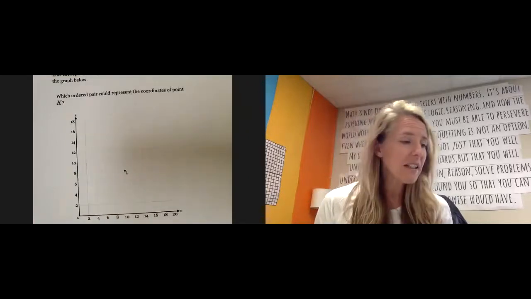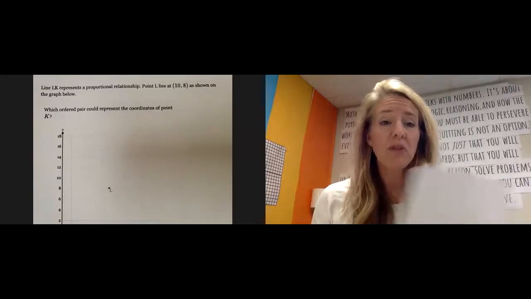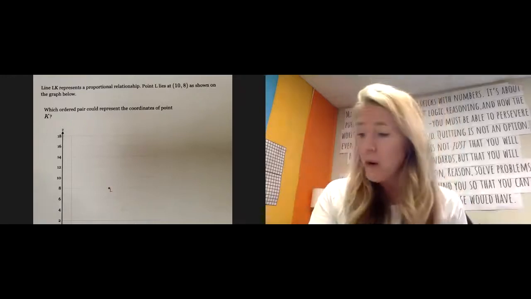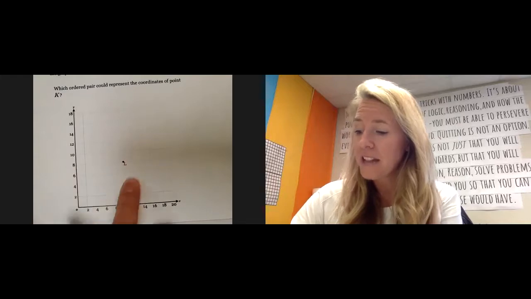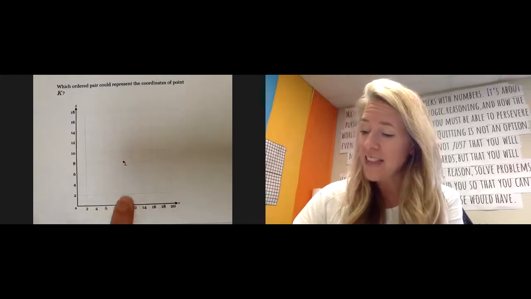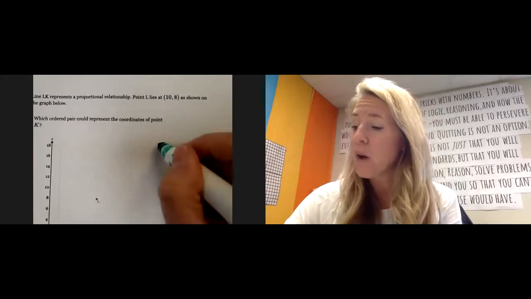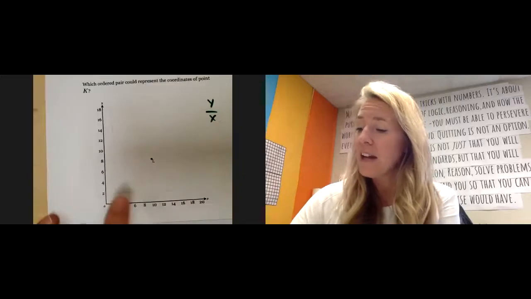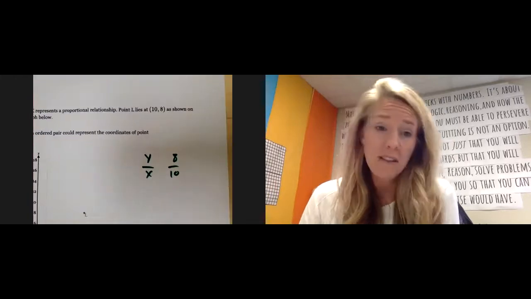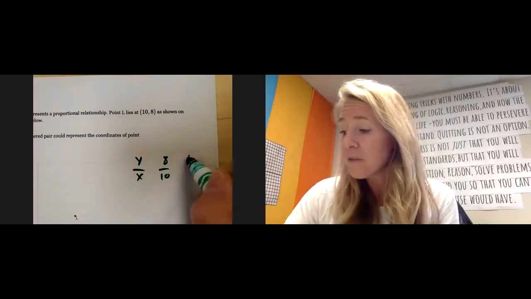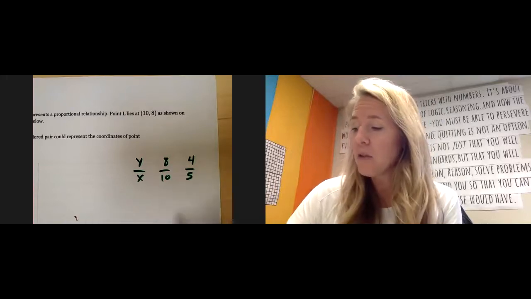Okay, so same idea, less explanation on this next one. Line LK represents a proportional relationship, boring straight line. We've got (10, 8) as shown on the graph below. And it's confusing because we're doing X and then Y when we name our point. But then when we look at the proportional relationship, it's got to be the Y over the X. Okay, so 8/10. You could write that as a decimal, 0.8, right? Or you could simplify it as a fraction. They're both divisible by 2. 8 divided by 2 is 4. 10 divided by 2 is 5.